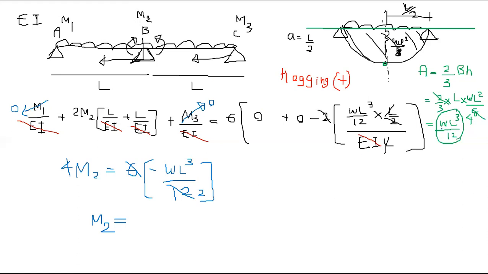Since this area is negative, because this is sagging, there should be a minus sign here, right? There should be a minus sign, so that is positive. Why? Because this area is negative. That is sagging. If it is hogging, that's positive.